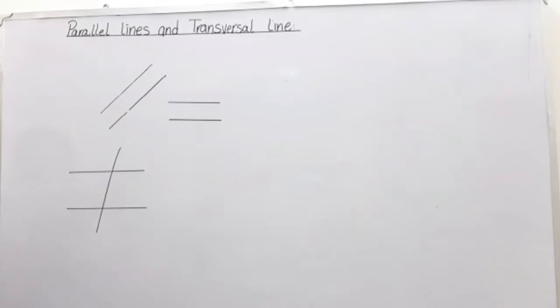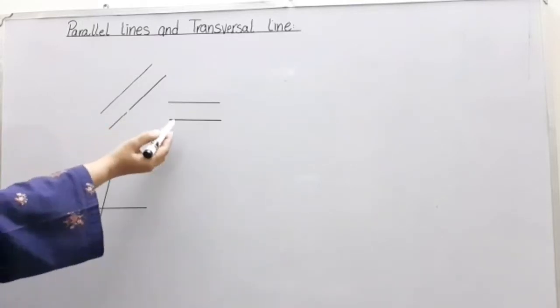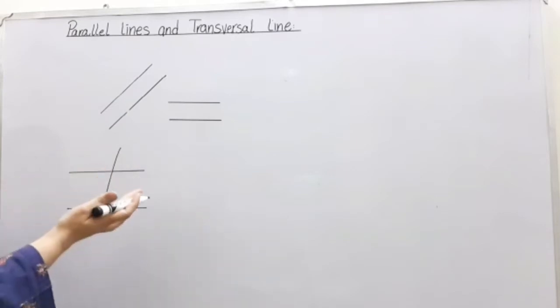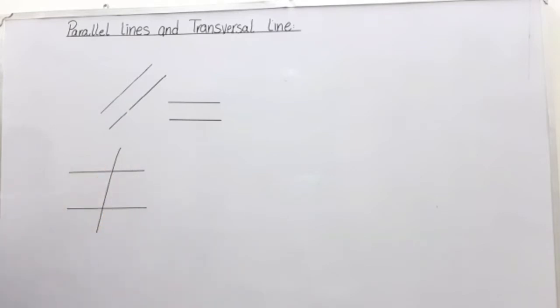Viewers, our today's topic is parallel line and transversal line. These are two parallel lines. These are also two parallel lines. So when two lines lying on the same plane do not intersect, they are known as parallel lines.